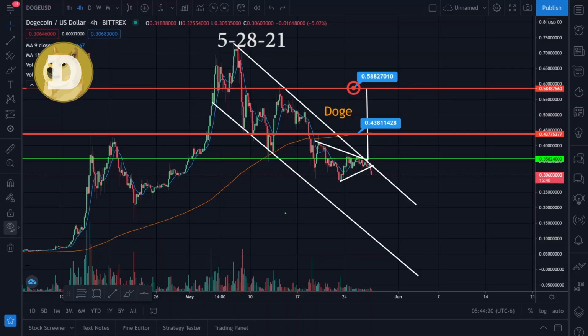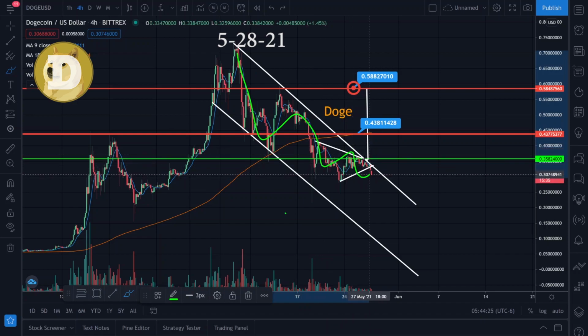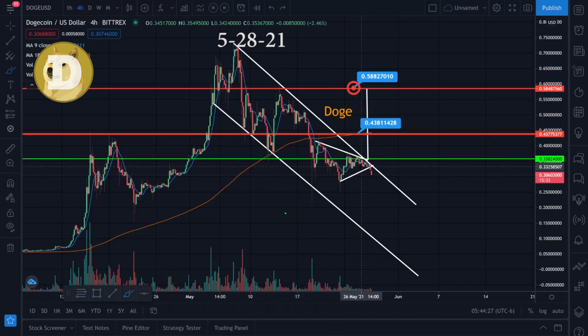Let's take a look at the chart action for Dogecoin. So we had this falling wedge going something like this. I've been talking about this in my last couple videos, and I wasn't sure. It kept faking me out if it was going to the upside or to the downside. It kept looking like it was going both ways.